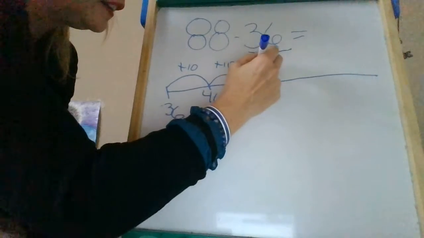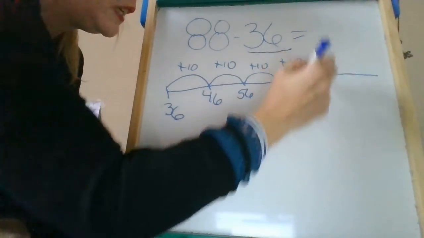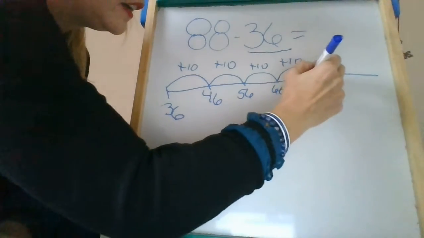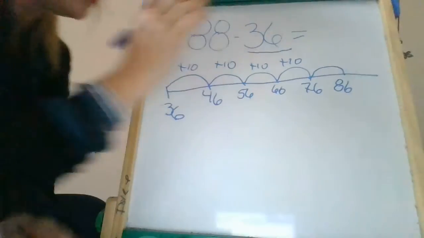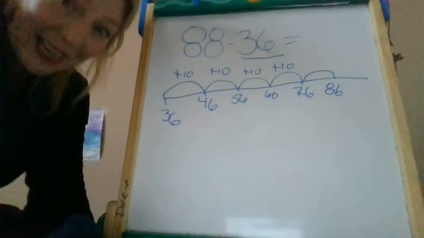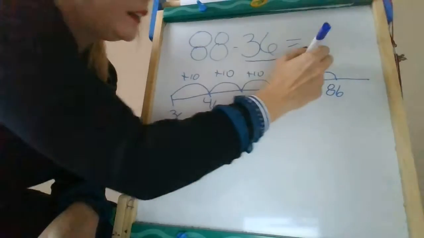We need another 10. We get to 66. And another 10. We get to 76. Another 10. And I get to 86. Now, put on the brakes. 86 is really close to 88. So I can't add another 10.